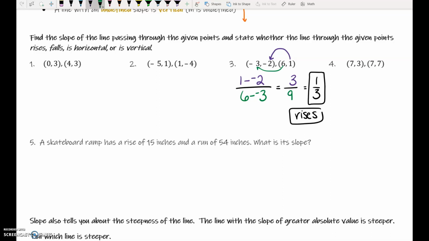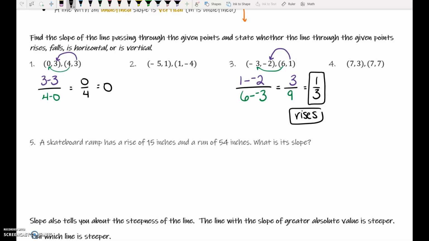Okay, so now let's go back over to this first one. 3 minus 3. On the bottom, we subtract the x's. 4 minus 0. Zero divided by 4. 0 divided by 4 is 0.